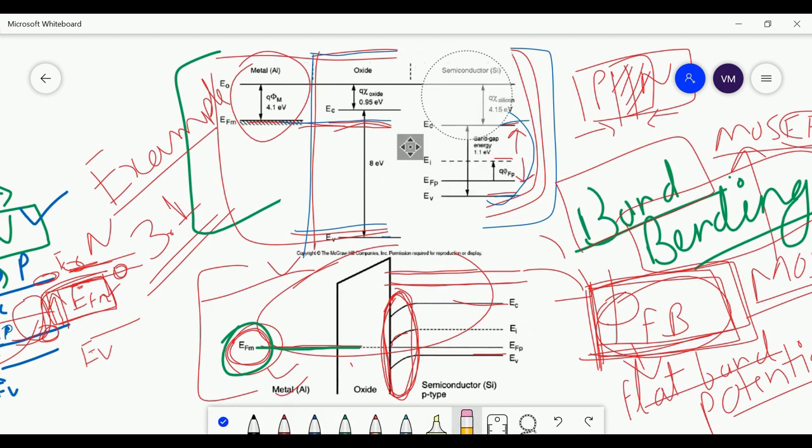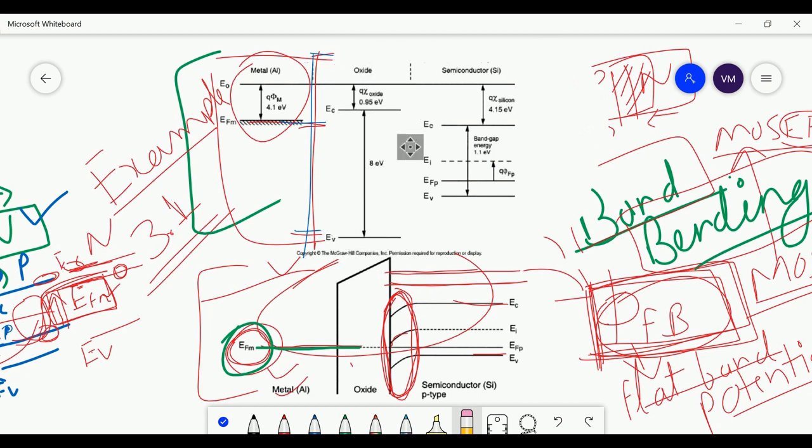Look at here, look at this. The band will bend downwards. Fine, the band will bend downwards. And as you can see, this is the Fermi potential. Fine. And look at the difference between the Fermi potential in the silicon and at the surface. This is very, very important when you analyze the operation of CMOS. Fine, this concept would be very, very important.